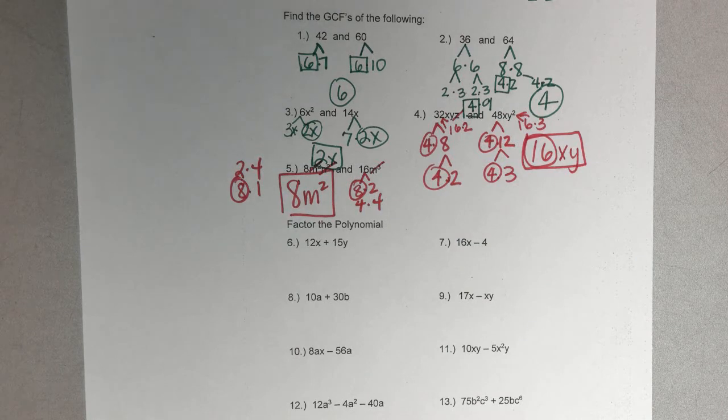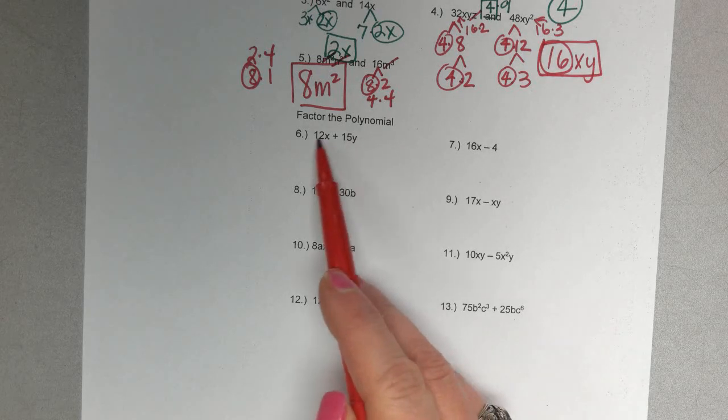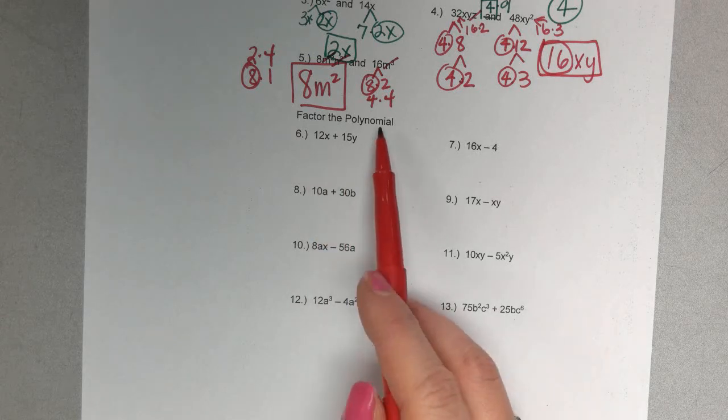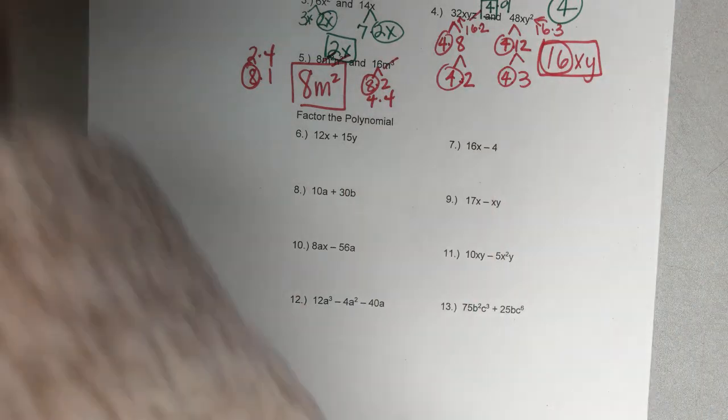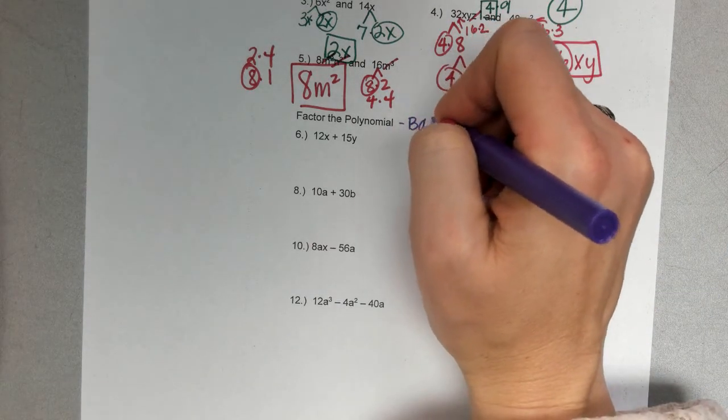Okay, so you need to know GCF because we're going to head into factoring the polynomial. When you factor the polynomial, you're figuring out what they have in common. That's their greatest common factor. And the way I like to think about it is it's backwards distribution.